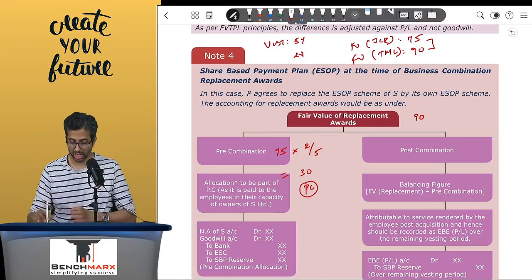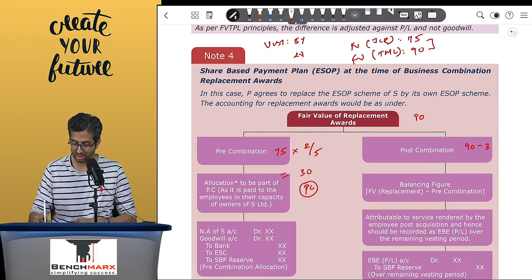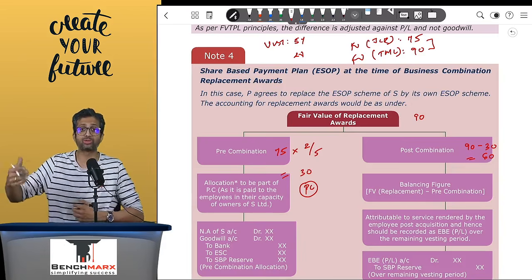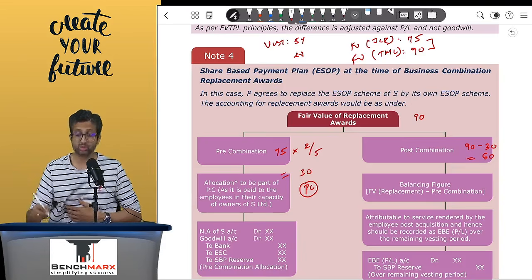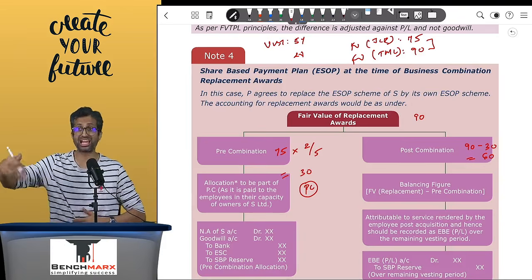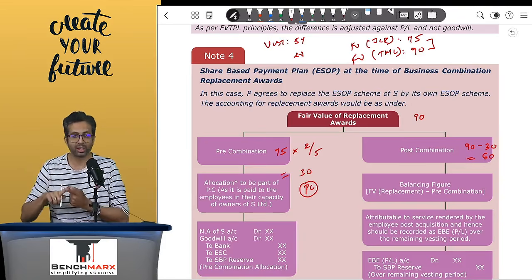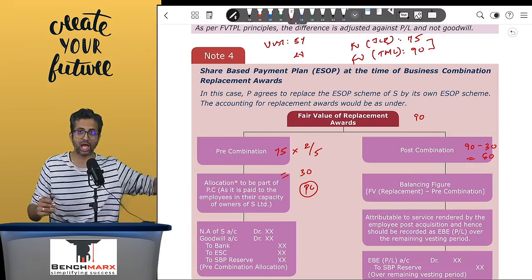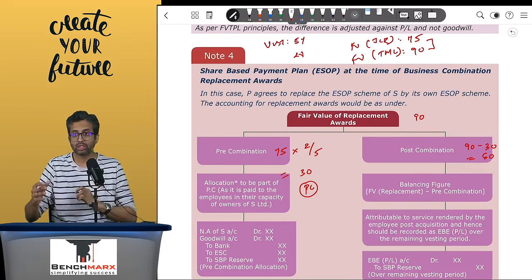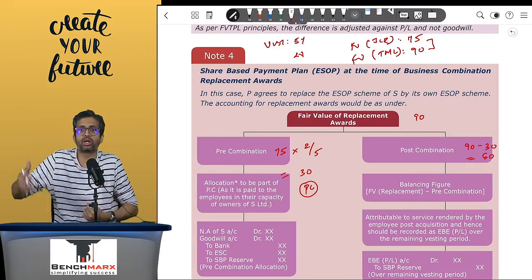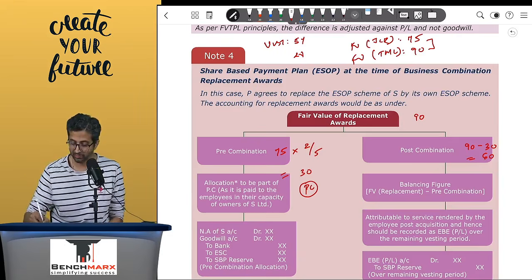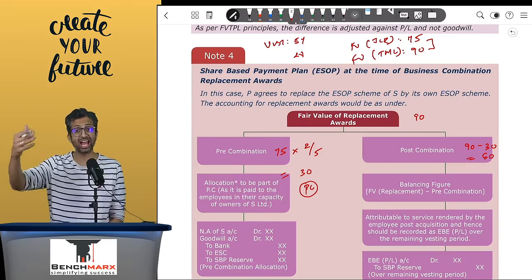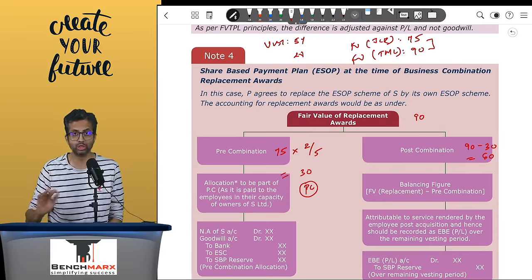The remaining, let us say 90 minus 30, so that comes to, let us say, 60 rupees, is linked to the fact that the employee has to render service in the future years, and hence this will be recorded as remuneration cost as and when the employee renders service. No effect in PC today because that is linked to future service, not linked to the fact that you are owner as of today. Not a part of net assets because there is no liability today till the time you render the future service, and hence this will be treated as remuneration cost as per IND AS 102, to be recorded as and when service is rendered in the future. No effect as of today.